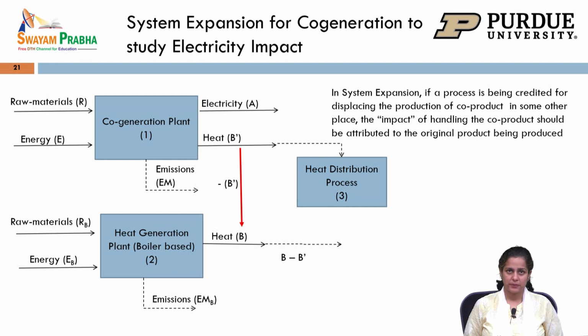So, in system expansion, if you have a process that is being credited for displacing the production of a co-product in some other place, the impact of handling the co-product, which in this case is the heat, should be attributed to the original product being produced, which in this case is electricity. I hope this example gives you a very clear view of how to handle co-products when they are part of your system boundary and when they are part of a joint production.